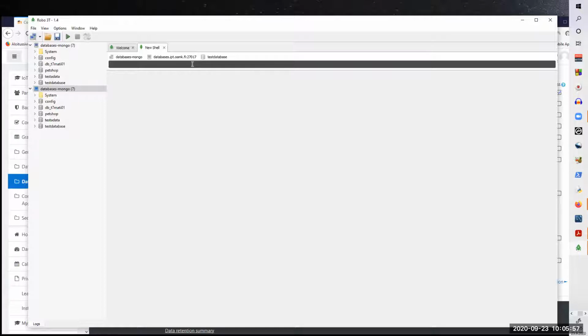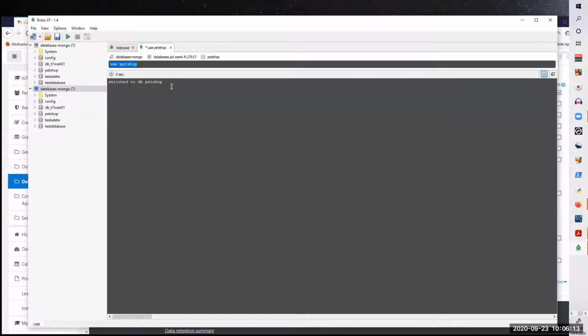For example, use pet. So you have to select all the text, and then there is the run, and you can see it changes to that directory, and so on. Then you can run all the commands needed in the exercises here, and you see the command results here.